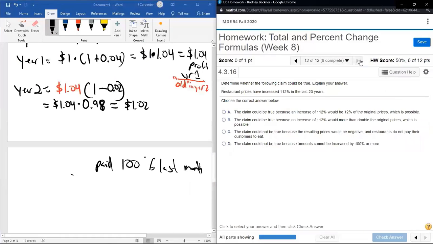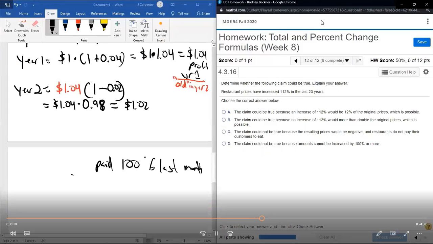Determine which of the following claims could be true. Restaurant prices have increased 112% in the last 20 years. So we got 2 for true and 2 for not true, and let's see why. The claim could be true because an increase of 112% would be 12% of the original prices, which is possible. The claim could be true because an increase of 112% would be more than double the original prices, which is possible. The claim could not be true because the resulting prices would be negative.